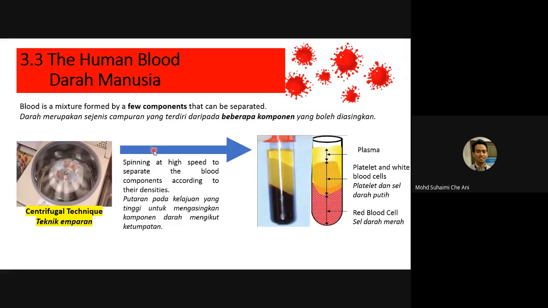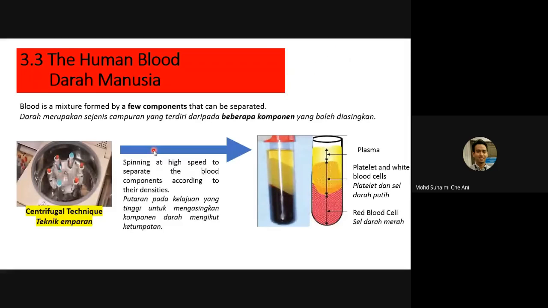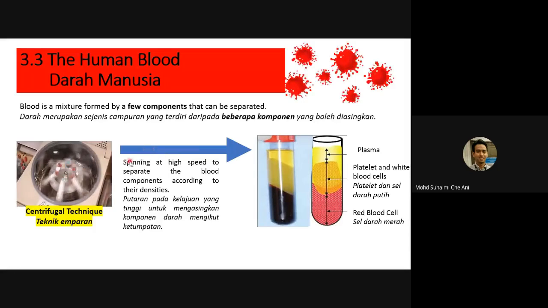So how do hospitals, clinics, or even labs separate the components of blood? They use a machine known as a centrifuge. So this is a centrifuge machine. Okay, continue.